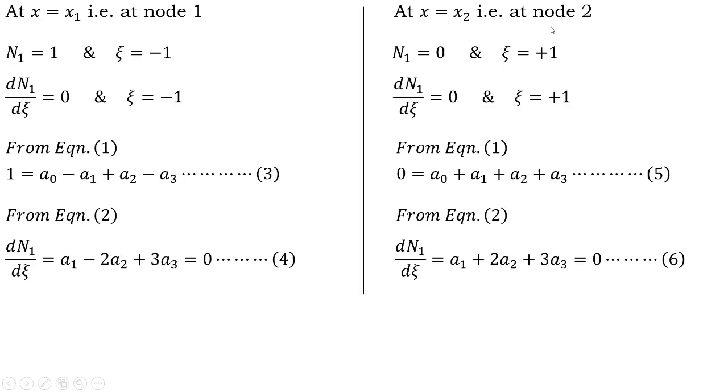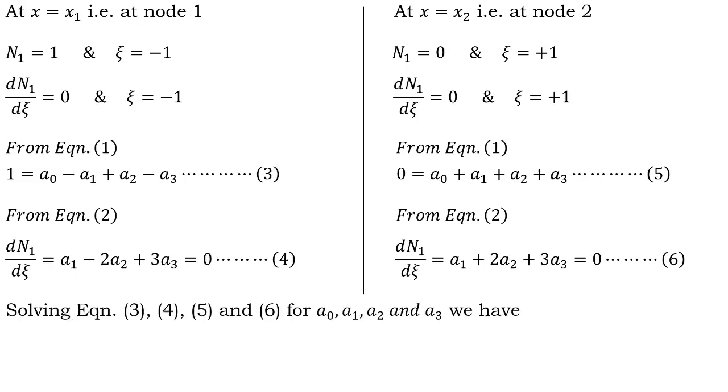Similarly when I come for the value at node number 2, once again dn1 divided by d zeta is 0, that slope is 0 at node number 2, and I substitute the value of zeta as plus 1, therefore all the constants are associated with positive sign. So these are the four equations I obtained. I need to solve these four equations to get the four unknowns, that is a0, a1, a2 and a3.